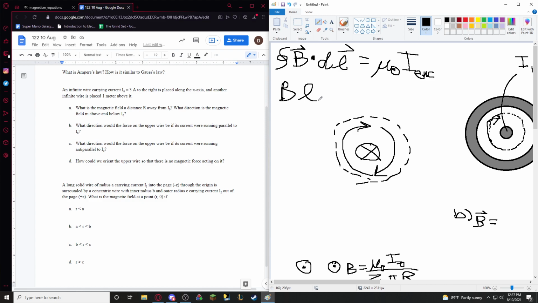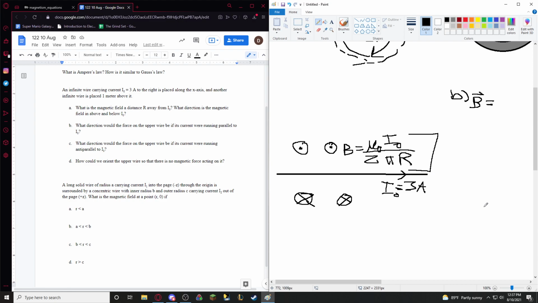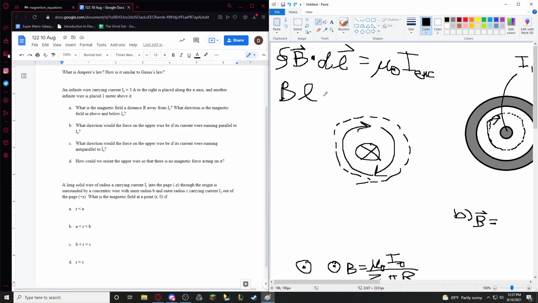The circle? Yes. And what's the circumference of a circle? I believe that's 2 pi r. That's interesting. Doesn't that seem familiar? So that's one way: it's just B times 2 pi r. Then we just divide, so B is equal to mu naught I enclosed over 2 pi r. Boom! Using Ampere's law, we were able to derive at least this class's simplified version of the Biot-Savart law.